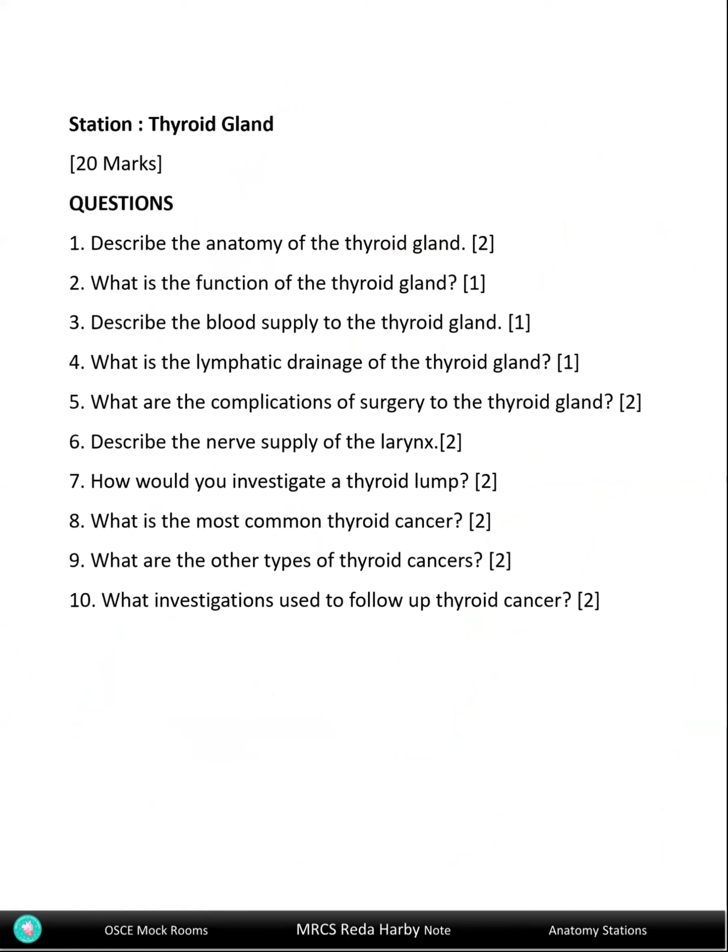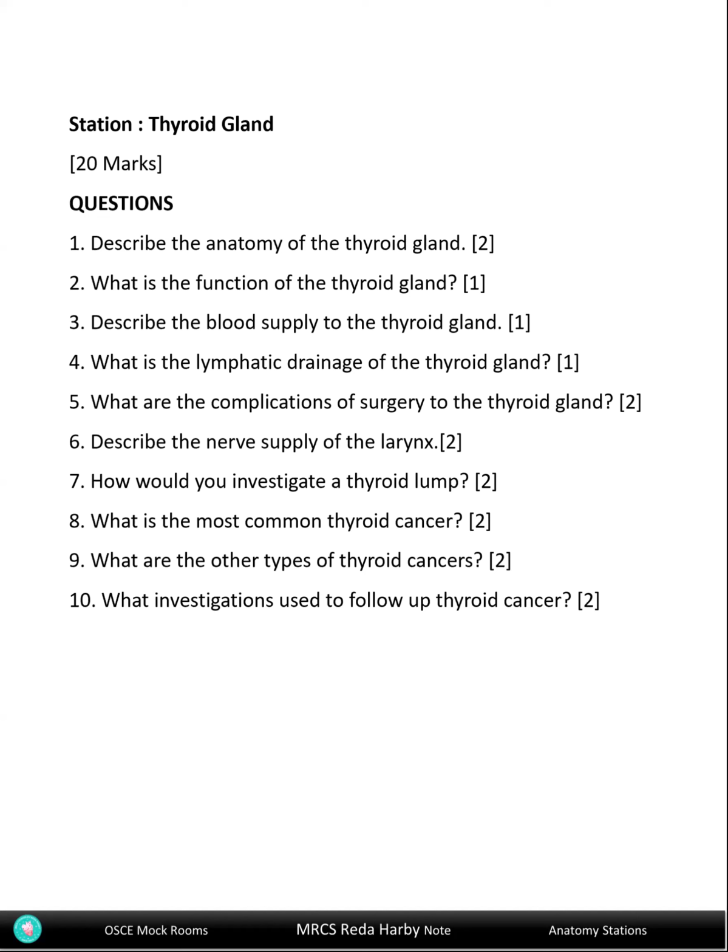Sir, first question: describe the anatomy of the thyroid gland. Brief description of the gland. Okay, sir. The thyroid gland lies in the pretracheal fascia of the neck. The length ranges from C5 to T1. It has a right lobe, a left lobe, and a middle part, which is the isthmus. The isthmus is located between the second and fourth thyroid cartilage.